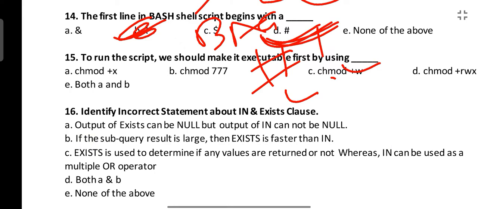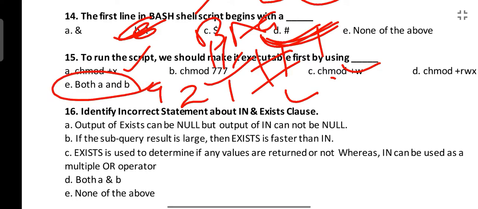Next is: to run the script, we should first make it executable by using. What command can we use to make the script executable? We can use chmod +x, and we can use chmod 777 also. What is 777? We should know: 4 is for read access, 2 is for write and 1 is for execute. 7 means we have all access, and there are 3 groups: owner access, group access and others' access. So A and B both can be used. So the correct option will be option E, both A and B.